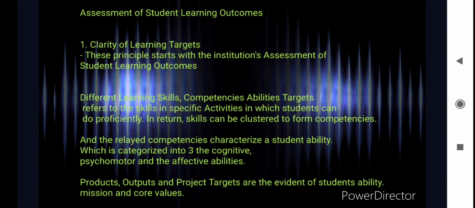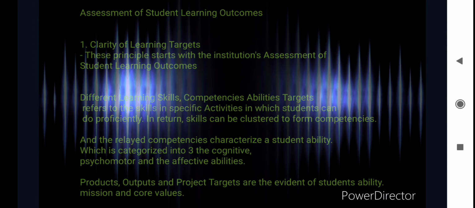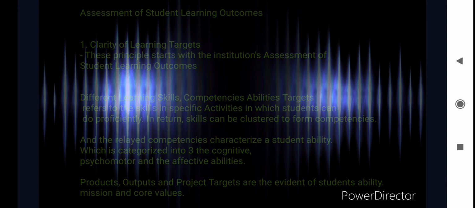Different learning skills, competencies, abilities, and targets refer to the skills in specific activities in which students can do proficiently. In return, skills can be clustered to form competencies. And the related competencies characterize a student's ability, which is categorized into three: the cognitive, psychomotor, and the affective abilities. Products, outputs, and projects are the evidence of students' ability.